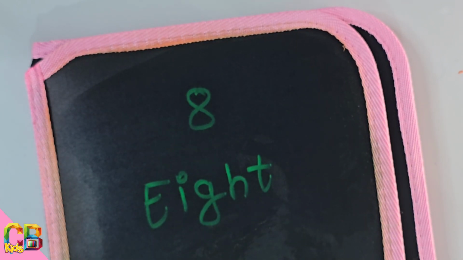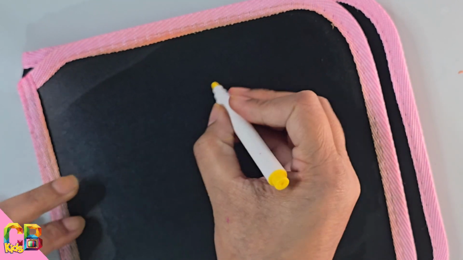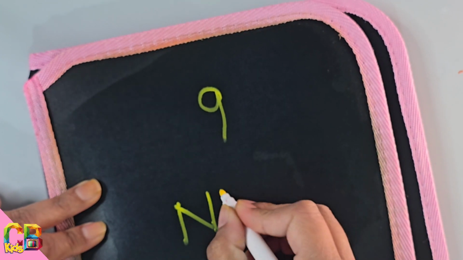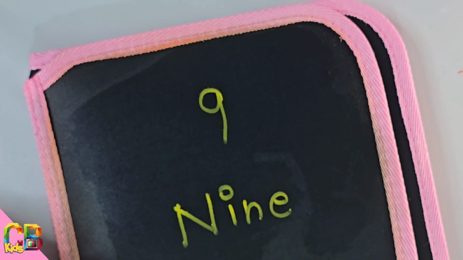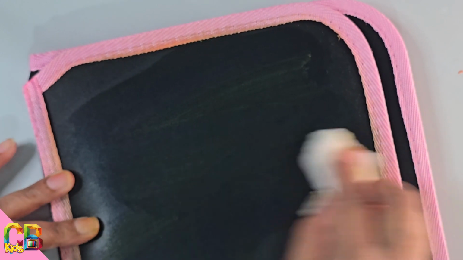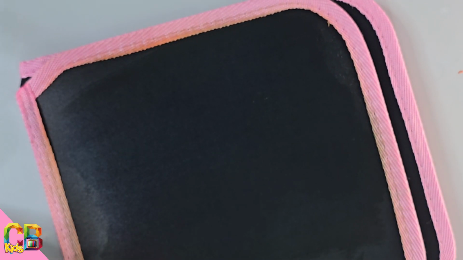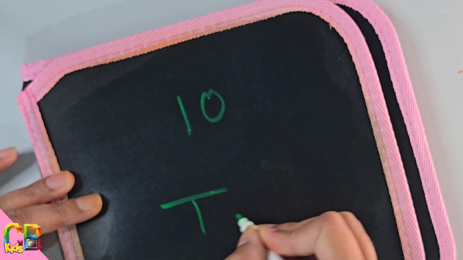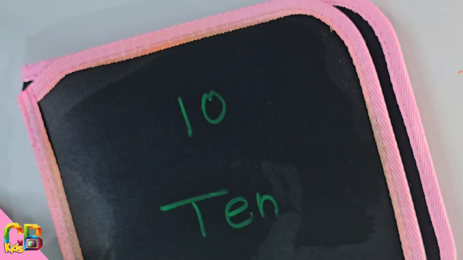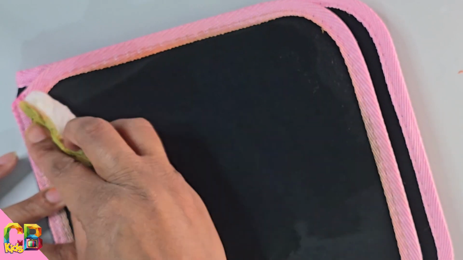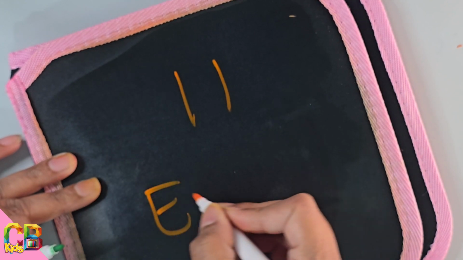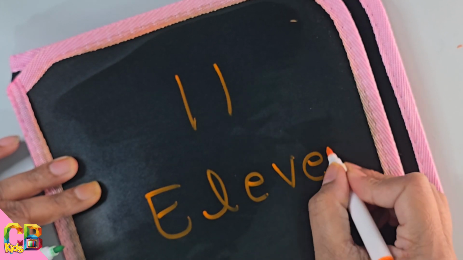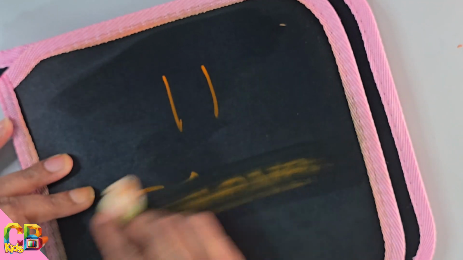Okay, now let's write another number which is going to be 8. E-I-G-H-T, 8. Okay, now let's move to another number which is going to be 9. N-I-N-E, 9. Now let's move to another number which is going to be 10. T-E-N, 10. Okay, now let's move to another number which is going to be 11. E-L-E-V-E-N, 11.